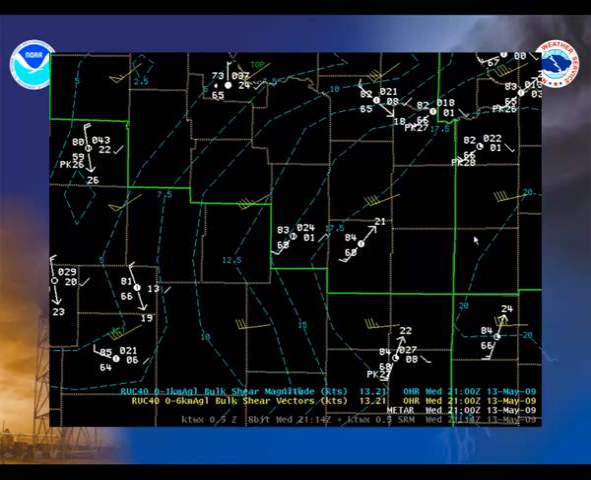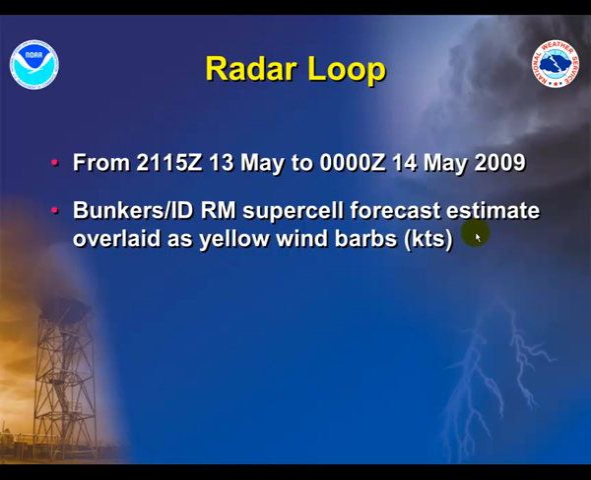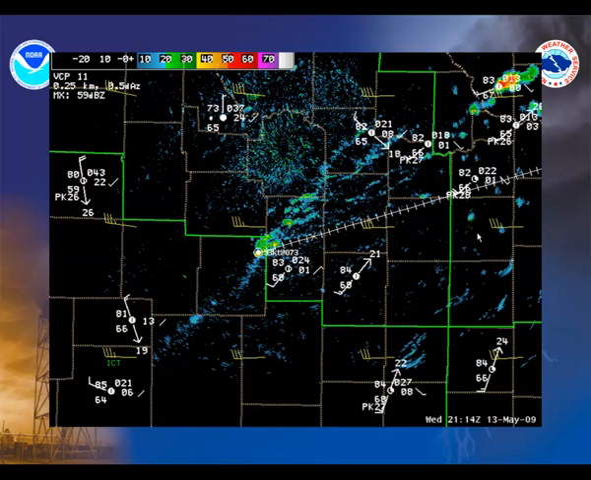So obviously an environment where a supercell can form, low-level shear is not tremendous, but we could be concerned a little bit about tornadoes at least. Radar loop is going to look at almost a 3-hour time sequence pretty quickly. And on that loop, we'll have the ID right mover supercell forecast estimate overlaid as yellow wind barbs.